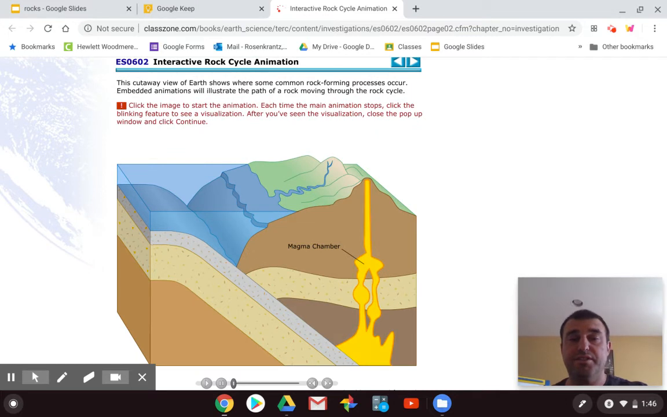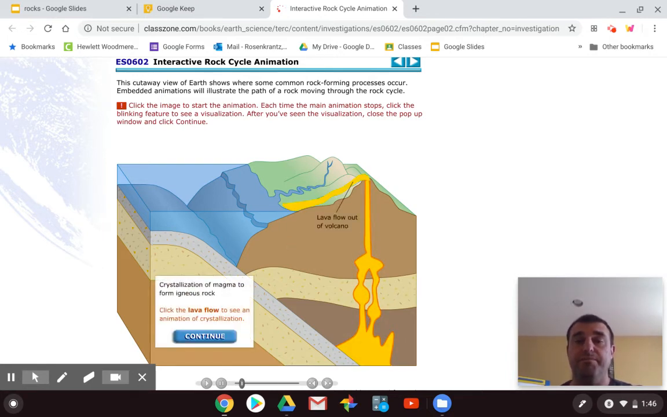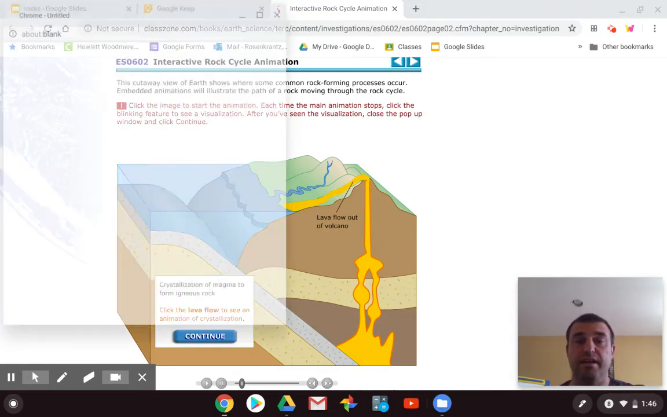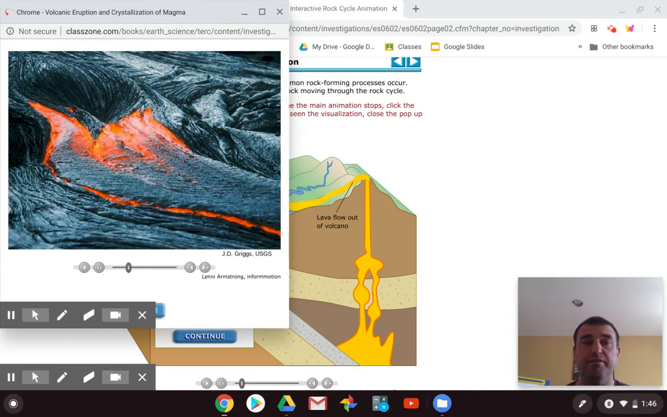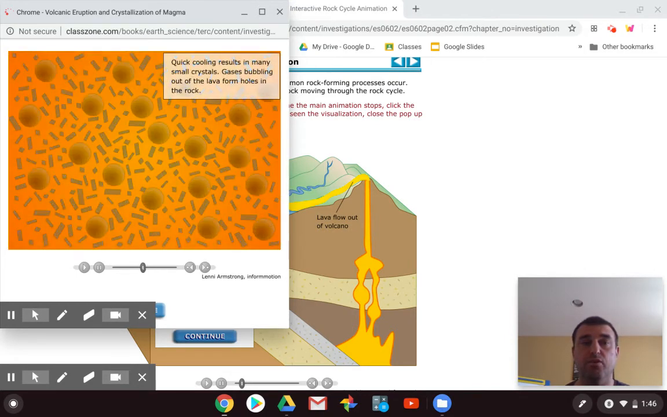So let's say we started with magma, which means we're going to get an igneous rock. So here's a magma chamber. And if it erupts, you'll have a lava flow. And then that lava will cool. So here's a ball of lava. It cools, which is something we went over earlier.